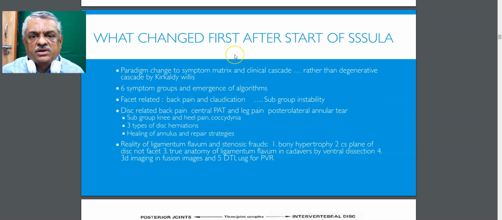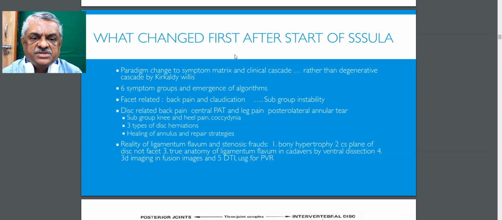So what really changed after the start of stitchless spine surgery under local anesthesia? This change brought in the symptom matrix, which I have published, and the clinical cascade rather than the degenerative cascade by Kirkcaldy-Willis. We realized that it's not infinite diagnoses or infinite possibilities in low back pain and sciatic pain, but there are 6 symptom groups which give rise to suffering in the patient, and that led me to develop my algorithms with the help of my friend Dr.